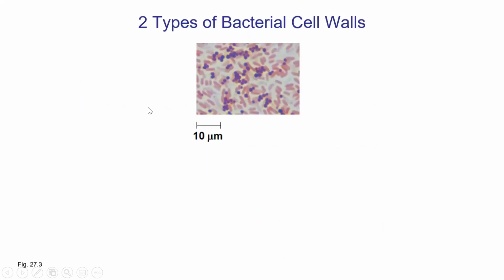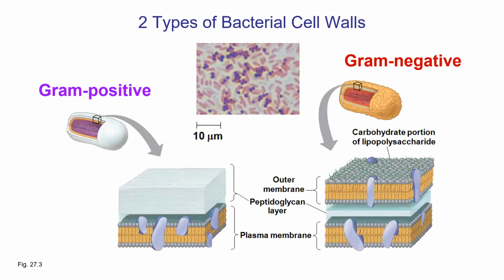So I want to talk about cell walls, and it turns out that in bacterial cells in general, there are two types of cell walls. We call these the gram positives and the gram negatives. So take a look at these structures. I'll tell you why they're called gram in a second, but they're named after a guy named Hans Christian Gram, who was staining these things.